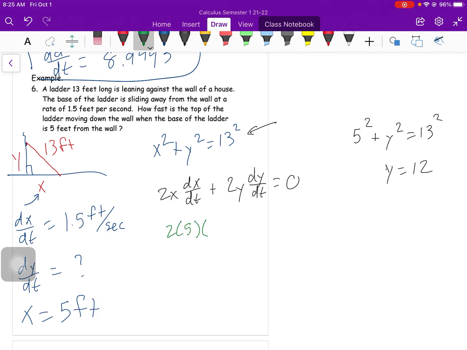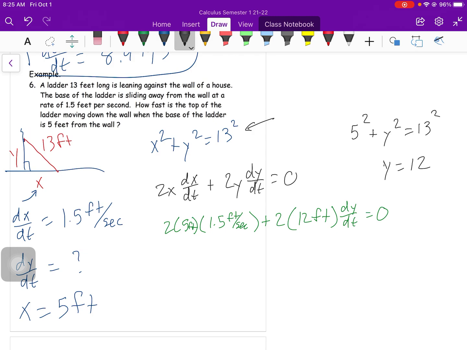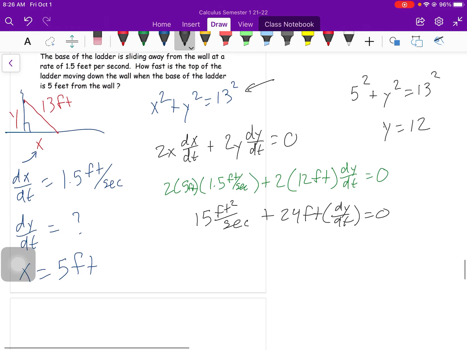So I've got 2 times 5 times 1.5. I should have put a feet label here and a feet per second label there. Plus 2 times 12. My label for y is still going to be feet as well. And then dy/dt is equal to 0. When I multiply this thing out, I actually am just going to end up with 15 feet squared per second plus 24 feet times dy/dt equals 0.